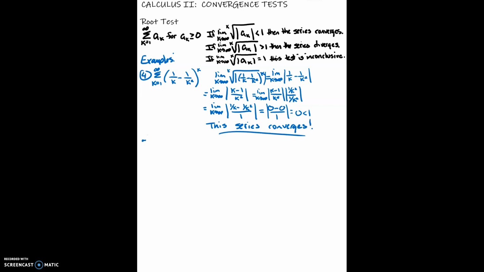Let's try another one. How about the sum as k goes from 1 to infinity of (k!)^k in the numerator and 2^k raised to the second power in the denominator. Okay, so for the root test, I'm going to take the limit as k goes to infinity of the kth root of the absolute value of the terms. All right, a few things we can do.